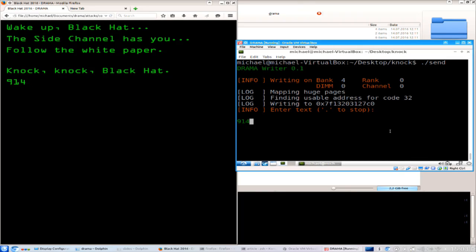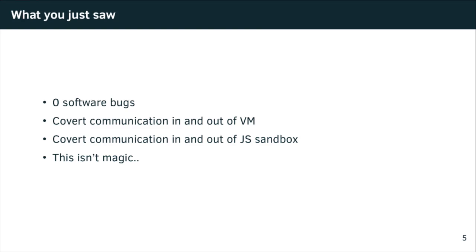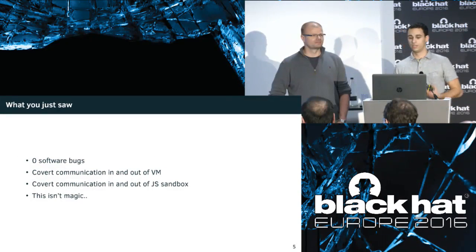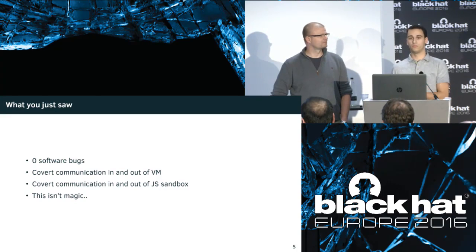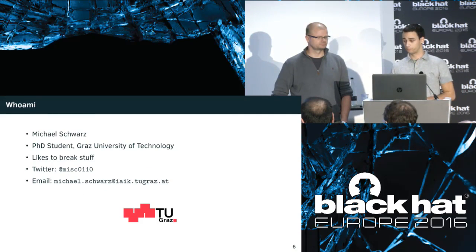So, switch back to the slides. Can we switch back to the slides? Yeah, perfect. So what did you see here? There were no software bugs. We used zero software bugs for this demo, and we had a real covert communication from the virtual machine to the internet, and we just had a JavaScript running on the host system, no binary on the host system. And this isn't magic. In the remaining talk, we are going to present all the background and what exactly we did here to make that work.